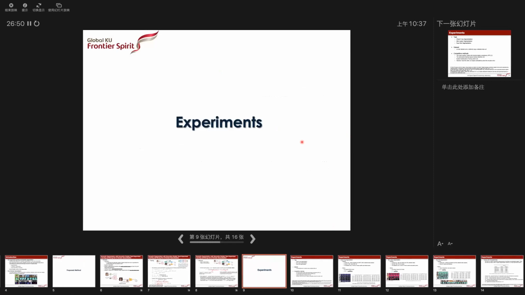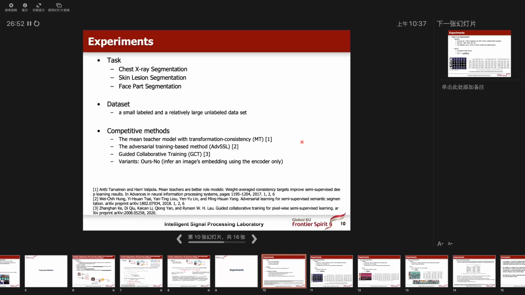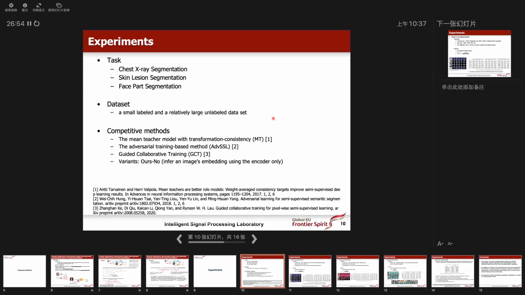So let's come to the experiment part. The author tests the proposed method with three tasks. First one is the chest X-ray segmentation. The second is skin lesion segmentation. The third is face part segmentation. And it uses datasets including a small labeled dataset and a relatively large unlabeled dataset.